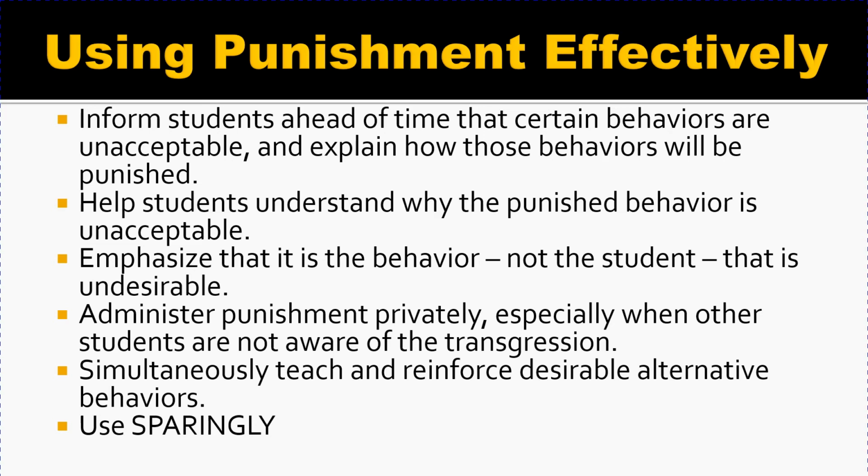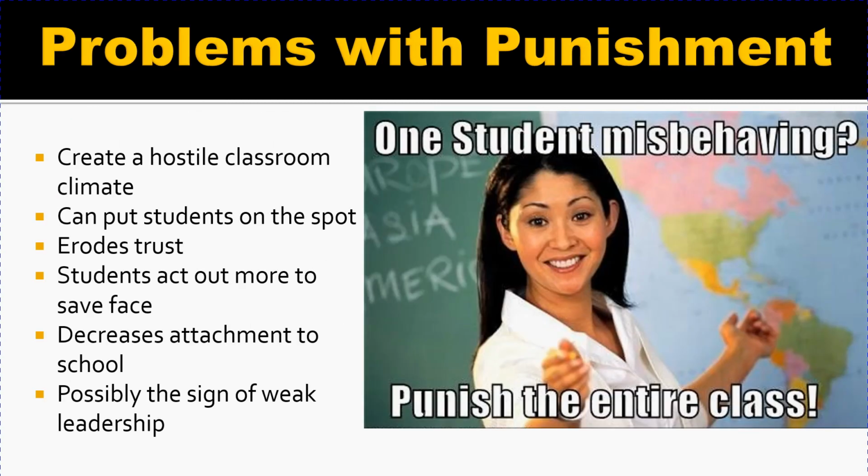They are so clued in, especially adolescents, to what each other thinks of them. And that's so much more important than what you think of them, that you want to be as discreet as possible, or you're going to create enemies. Problems with punishment include, but are not limited to, a hostile classroom environment.